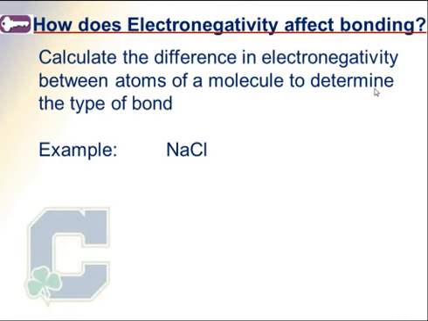So how does that electronegativity actually affect bonding? Like, what does it mean? What does it have to do with anything? Well, what you need to do is calculate the difference between the electronegativity of your two atoms that are about to form a bond or form a molecule. For example, Na and Cl. Now, I don't expect you to know these numbers off the top of your head.